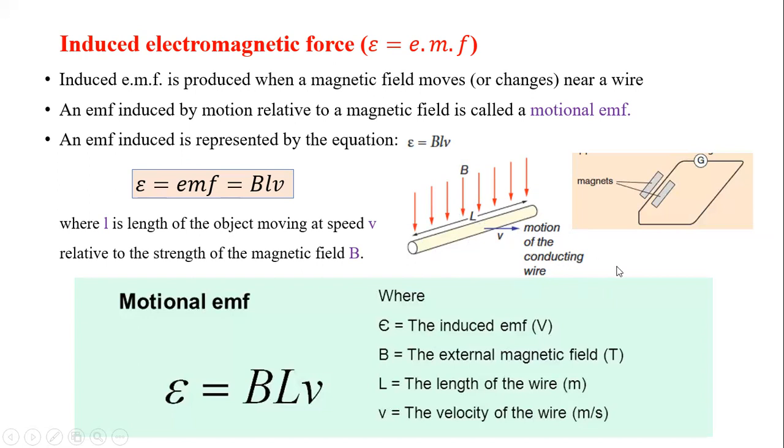So the motion of the conducting wire, this wire is a conducting wire. When it moves around the magnetic field, then we can observe the force known as induced electromagnetic force, which is calculated using EMF is equal to B L V. B is the magnetic flux density, L is the length of wire, and V is the velocity of the motion.